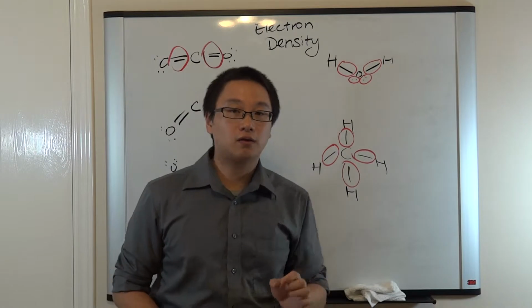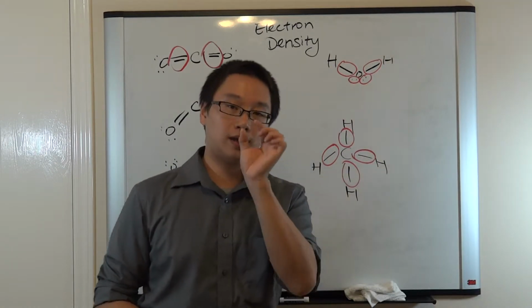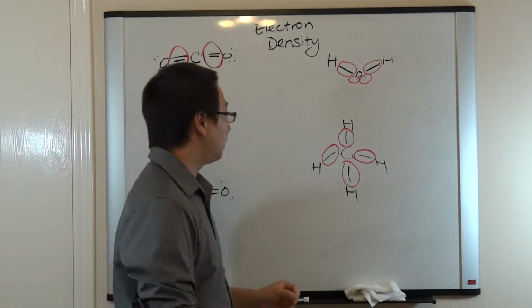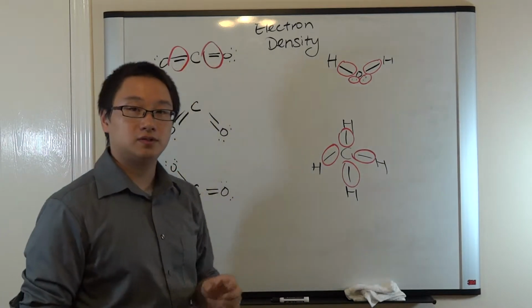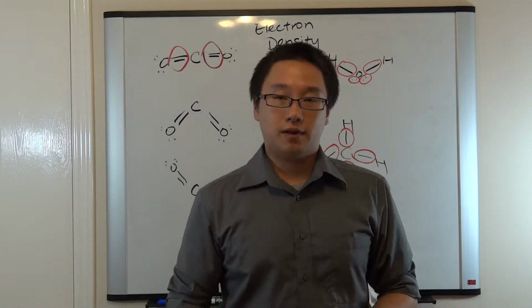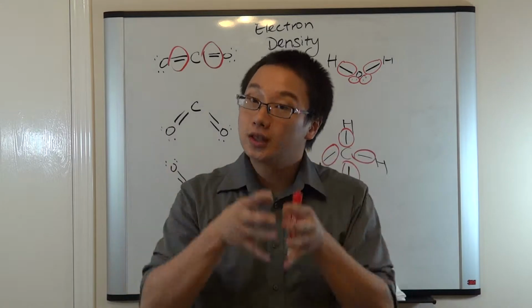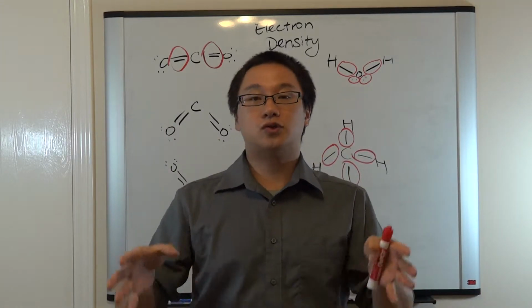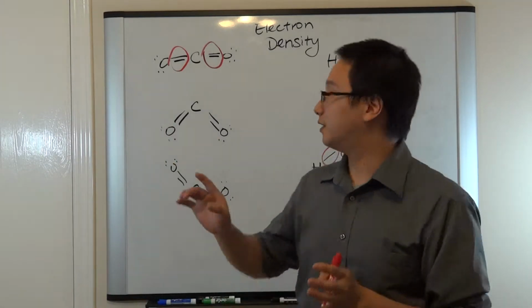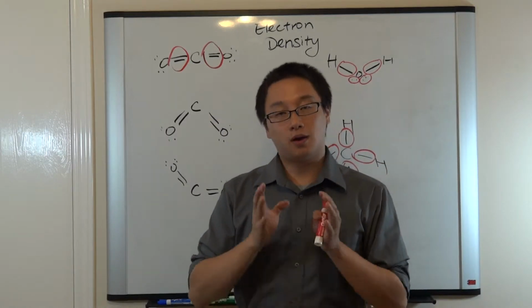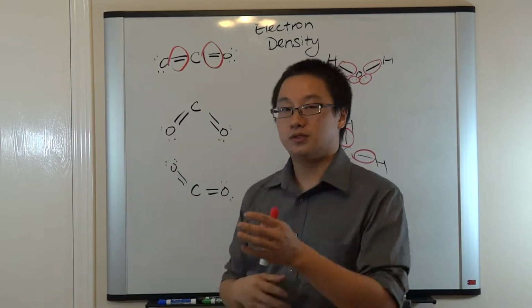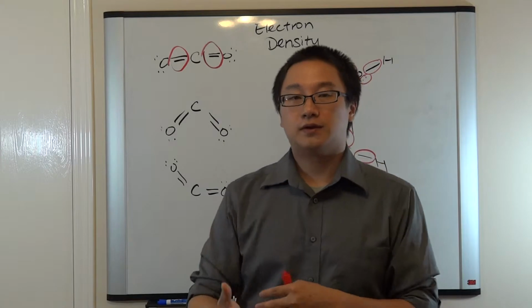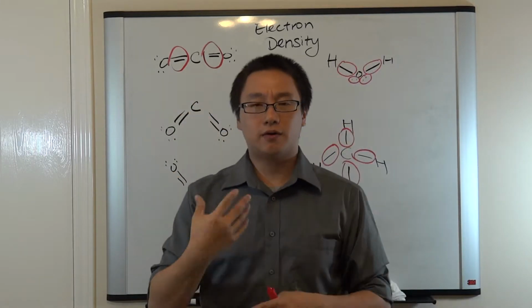The single bond right here, 2 electrons together, we count as 1 electron density. And here, what we have is the double bond. Yes, there are 4 electrons, but these 4 electrons are together, so we consider this double bond as 1 single electron density. This is the reason why there are 2 total electron densities around carbon.